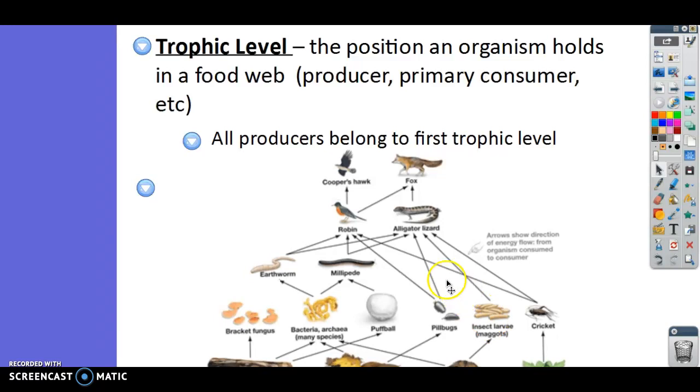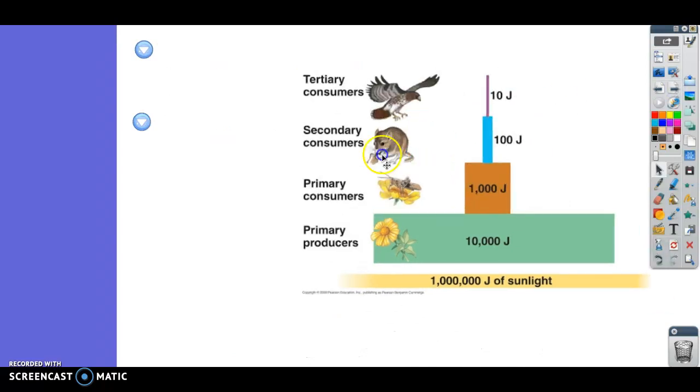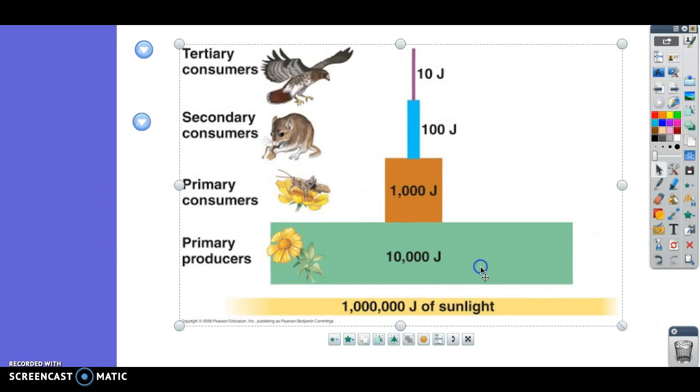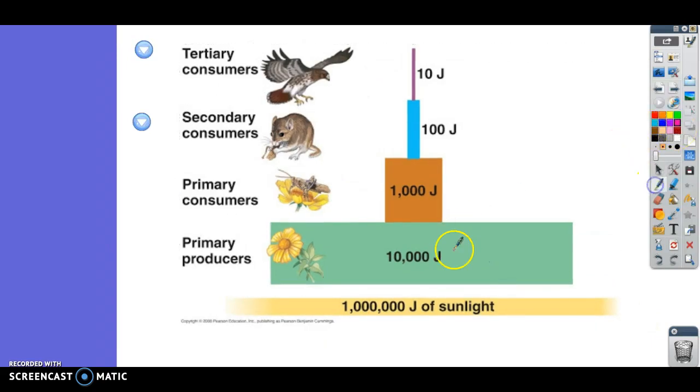So we said energy always goes from the bottom where the producers are up to the top. So we're talking about energy right now and how energy flows through these different levels. Let's look at this picture really quick. This is showing us energy, okay? Notice it has J's here. J stands for joules. It's a measure of energy. It's a unit of energy, just like how inches is something we use to measure length and height. Joules is what we use to measure energy.